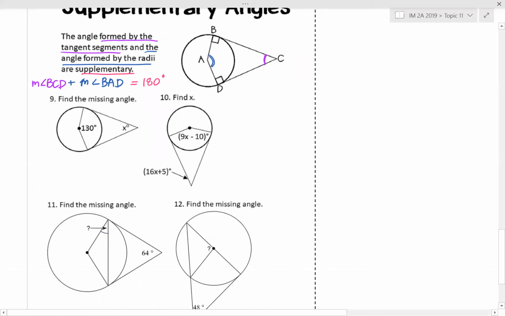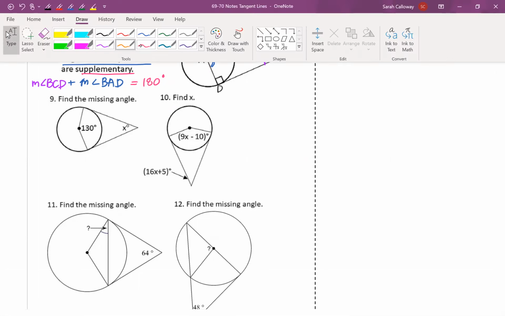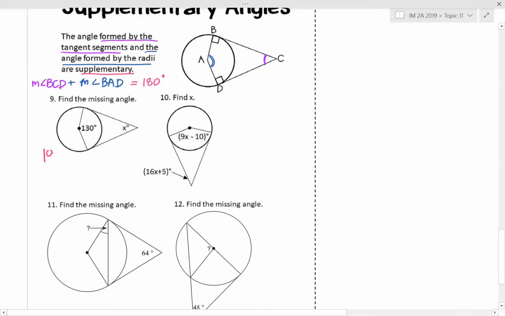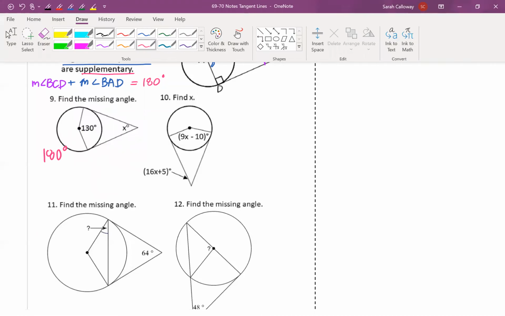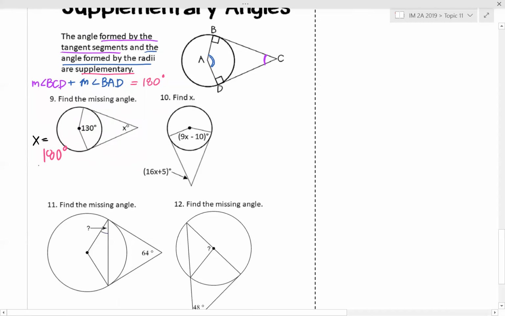So that means that in a problem like 9, all that I have to do is subtract the known angle from 180 to get the missing angle. So here x is going to be 180 minus 130, which means it's going to be 50 degrees.